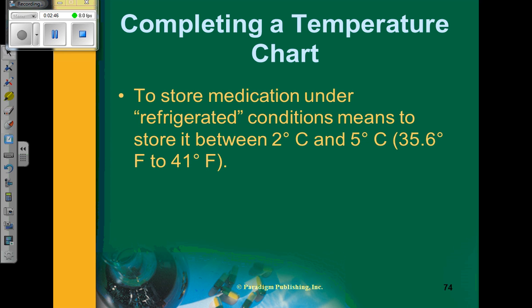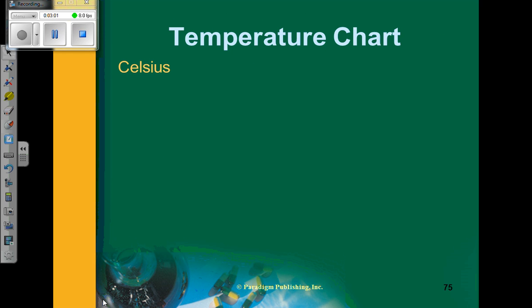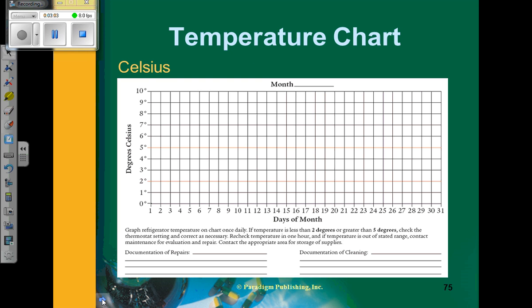To store medications under refrigerated conditions means to store them between 2 degrees Celsius and 5 degrees Celsius, which turns out to be 35.6 degrees Fahrenheit and 41 degrees Fahrenheit. Charts are often used to record temperatures of refrigerators and freezers. This is just showing you an example of a Celsius chart, a temperature chart for Celsius temperatures.